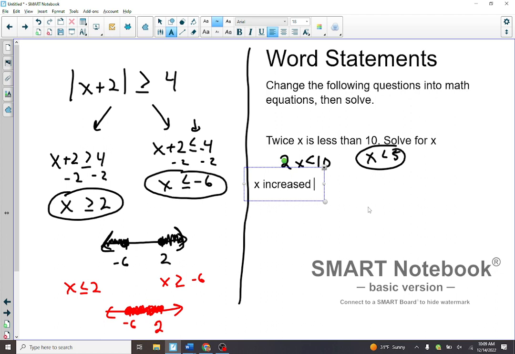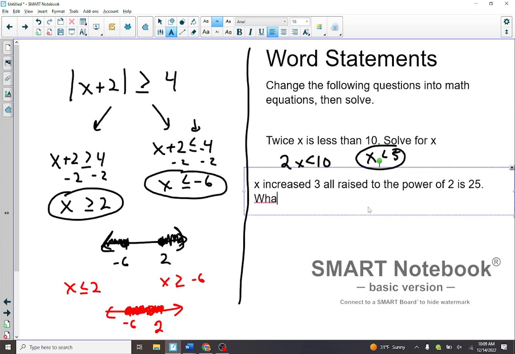X increased by 3, all raised to the power of 2 is 25. What is x? Let's see if we can do it by ourselves. I'll give you like a half a minute.